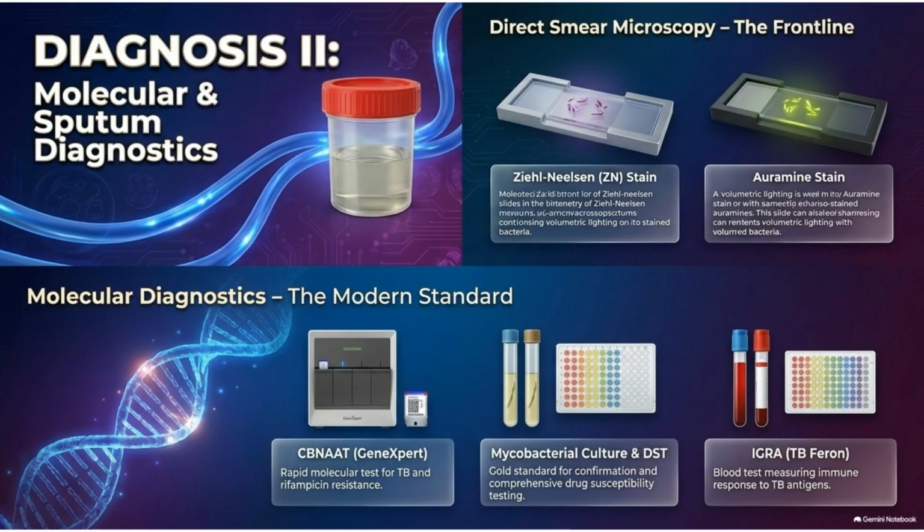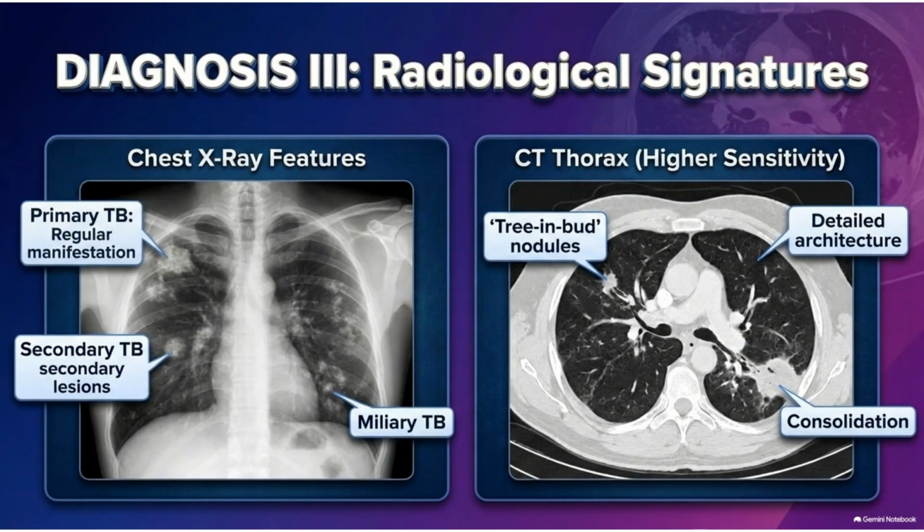While staining techniques like Ziehl-Neelsen remain frontline tools, molecular diagnostics like CBNAAT are critical for quickly identifying TB and drug resistance. Specialized tests like IGRA also aid in assessing immune responses. Radiological imaging is vital for TB diagnosis.